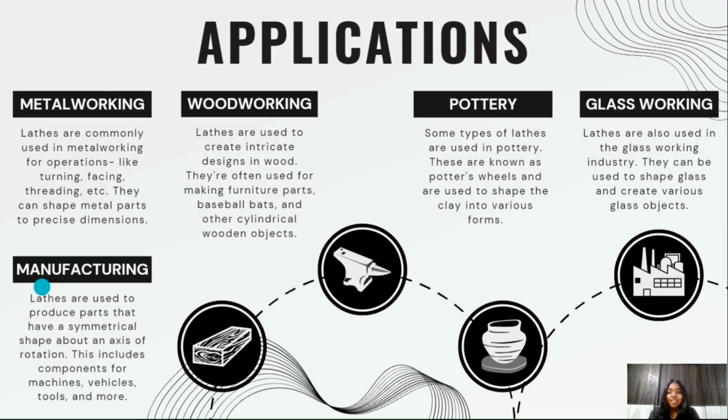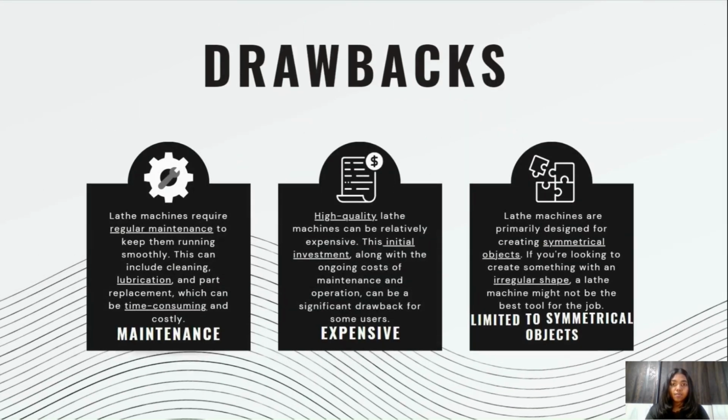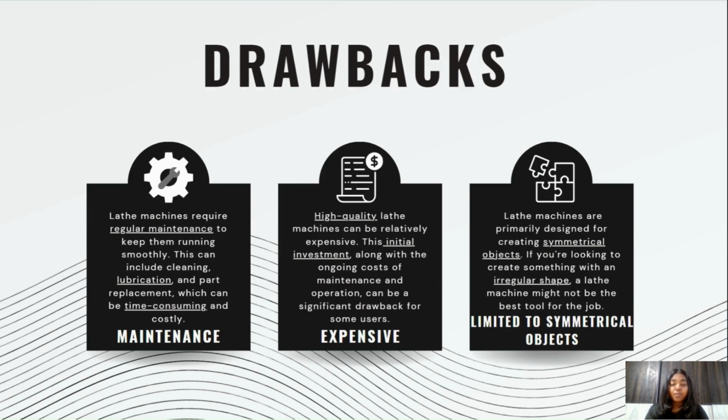Manufacturing. Lathes are used to produce parts that have symmetrical shapes about an axis of rotation. This includes components for machines, vehicles, tools, and many more. The following are some of the major drawbacks of lathe machine.